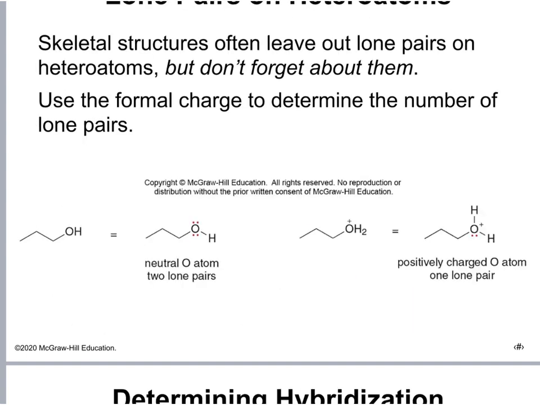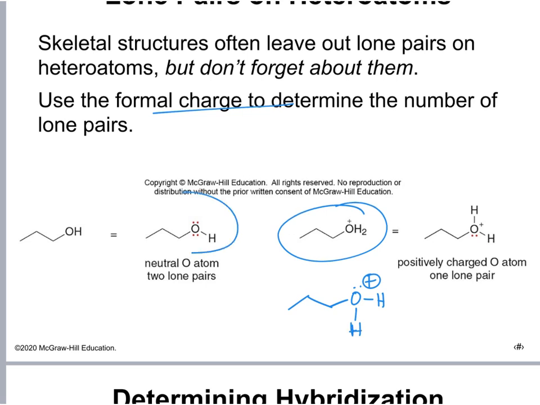Okay, so if you have a formal charge, you need to be able to put that in there. So you see that oxygen here has a formal charge. So that would be only 1 lone pair on oxygen. And so this one has no lone pairs. So you want to be able to draw out those lone pairs.